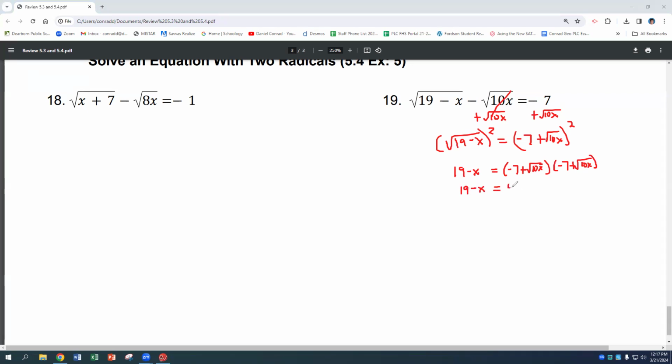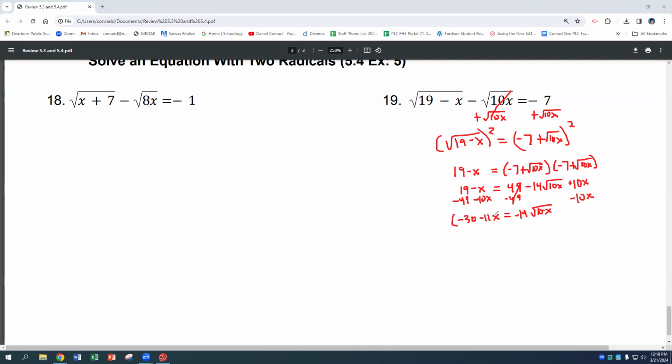On the right, we're going to get 49 minus 7 square root of 10x minus 7 square root of 10x. So that's going to be minus 14 square root of 10x. And then square root of 10x times square root of 10x is 10x. Subtract 49 from both sides. That's going to be plus, right? Subtract 10x from both sides. We get -30 minus 11x equals -14 square root of 10x.